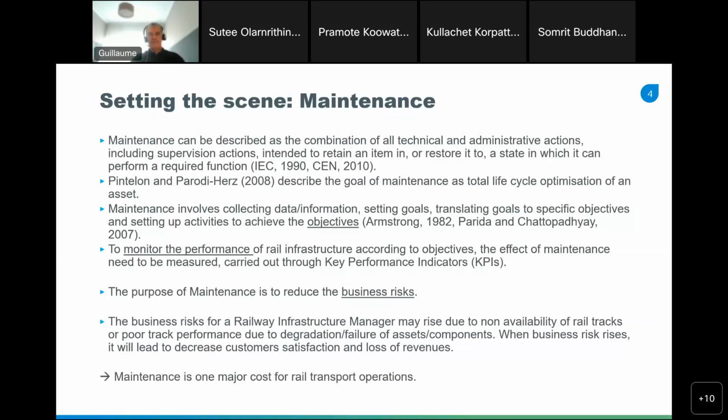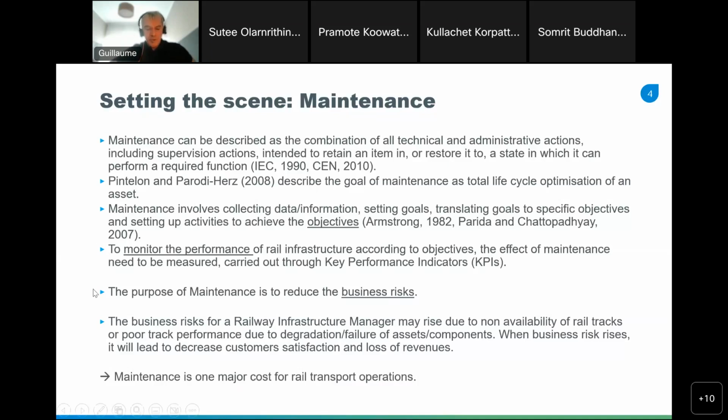And so maintenance involves all the data collection, and to make this data into information, you need some kind of transformation and data processing, and you need to set goals and translate these goals to objectives, so as to achieve the objectives that are considered by all the railway organizations. And to monitor this performance according to these objectives, you need to define some key performance indicators or KPIs. So I will go maybe through this in some later slides.